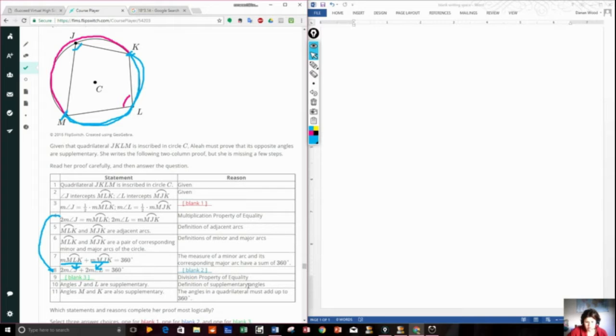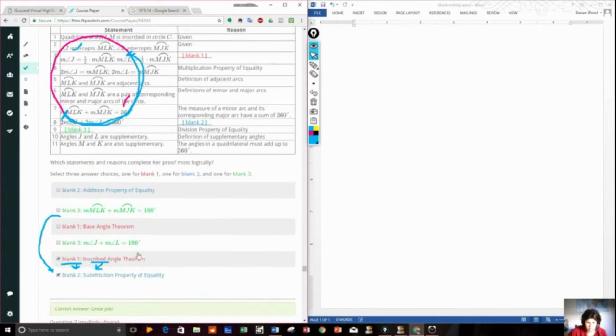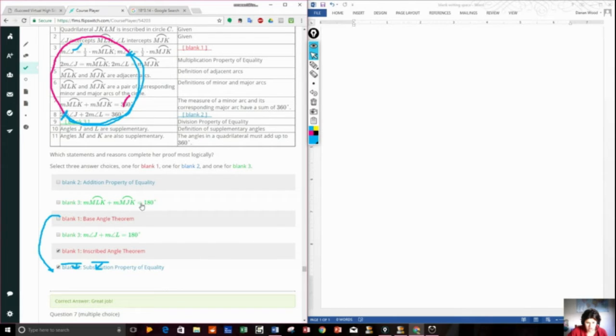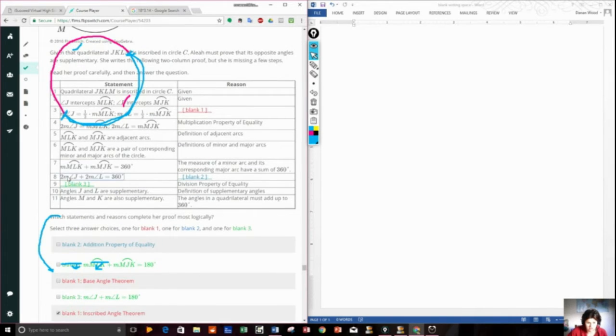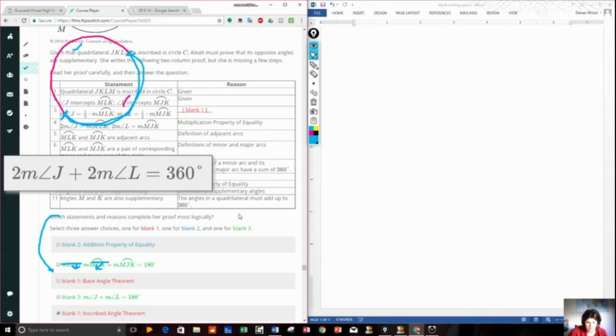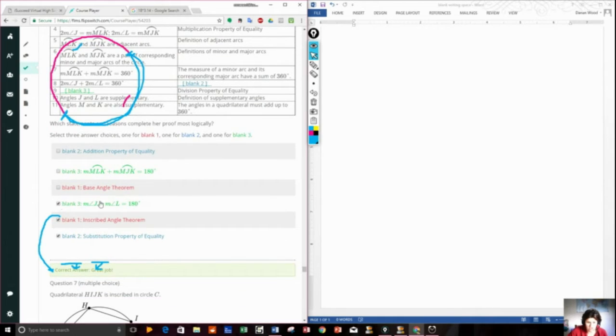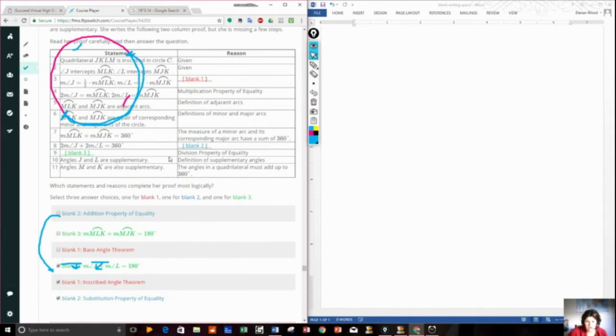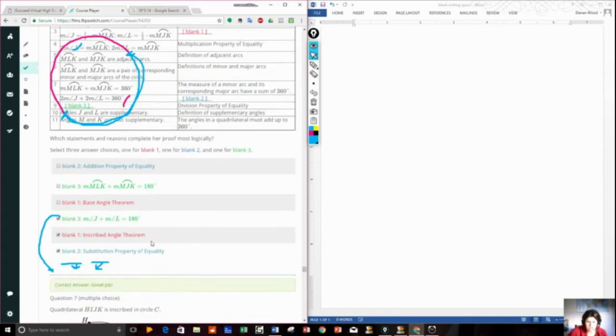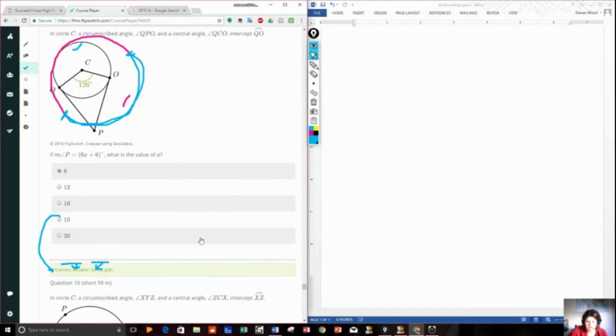Blank 3, the division property of equality. So they're looking for an equation. So blank 3, it should have the measure of angle J and the measure of angle L, and we're going to divide it by 2. So we have the measure of angle J plus the measure of angle L is equal to 180 degrees. And then that means that they're supplementary. So let's check our reasonings.